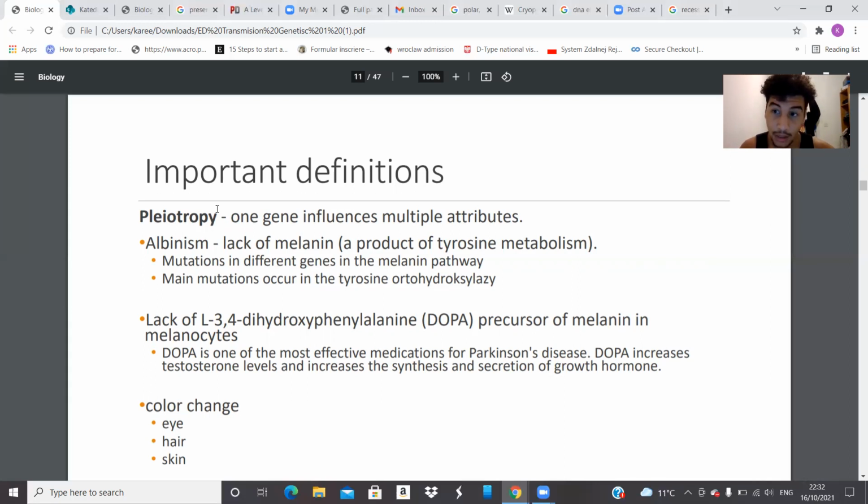What else? Eyes, your iris even has melanin, well, if you're brown-eyed. So having a lack of melanin will give you either blue or green eyes, because your iris will be translucent.